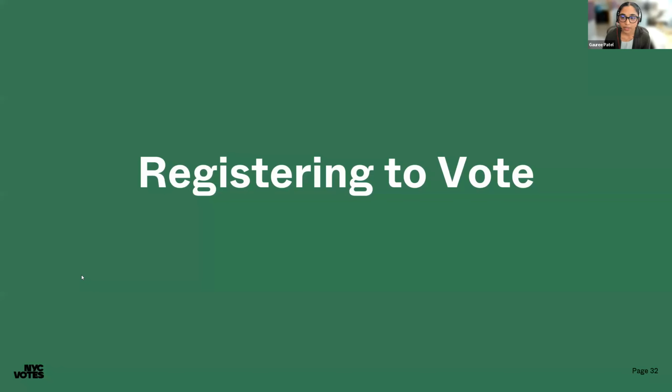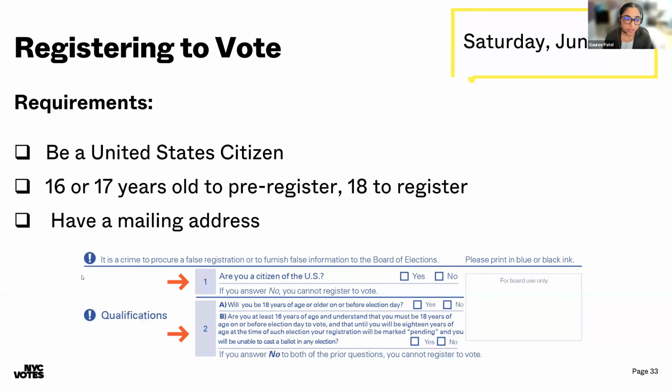So first, we're going to register to vote. So quick refresher, 3 requirements to register to vote: must be a US citizen. In New York, we can be 16 or 17 years old to pre-register and 18 to formally register, and having a mailing address.